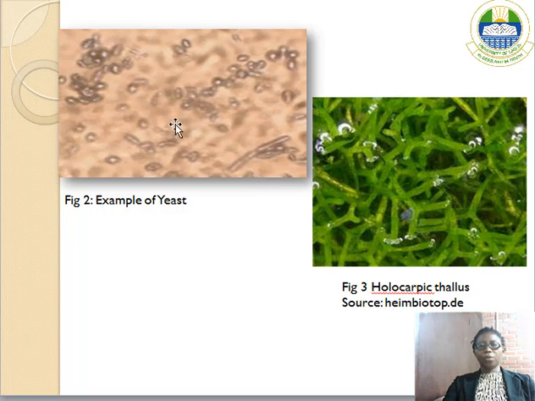What you have here on the screen is an example of the typical yeast cell. You can see that this cell is budding. It has produced some daughter cells which grow to maturity, then divide. While to your right you have the holocarpic thallus that does not differentiate itself into the vegetative or the reproductive phase of such a fungus that has this type of thallus.